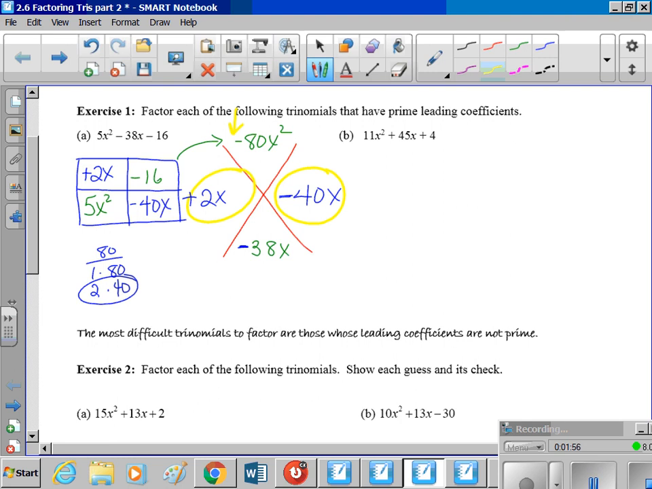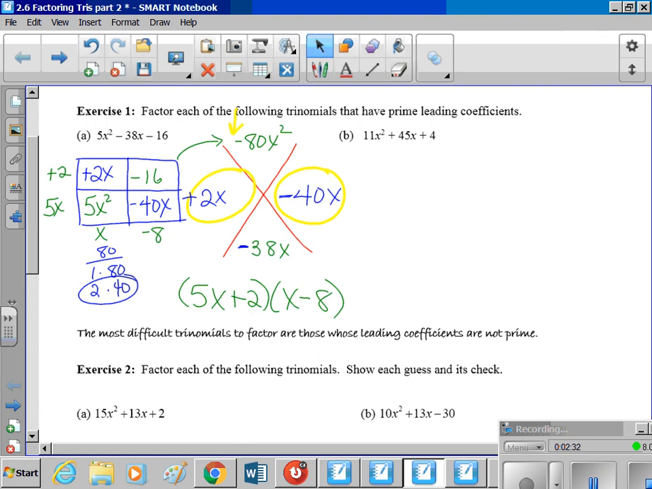All right, now looking for the GCF for each of these. We're talking about 5x going here, and we're talking about 1x going here, and they do multiply to 5x squared. So 5x times a negative 8 is negative 40, and x times a positive 2 is going to give me my positive 2x. So my answer here is going to be 5x plus 2 and x minus 8. Works every time. Just love it.